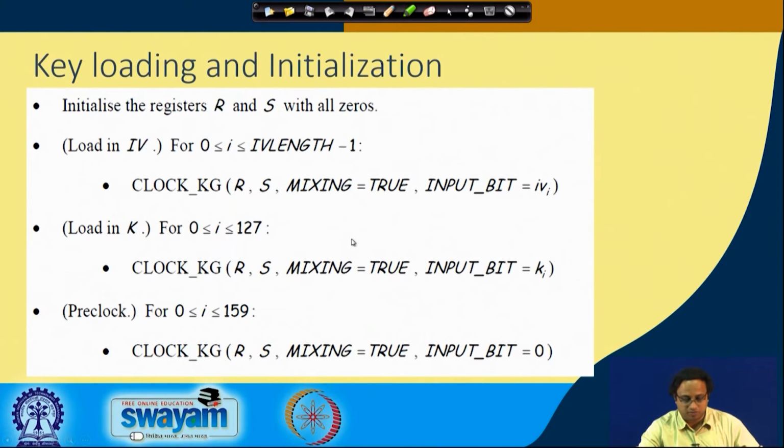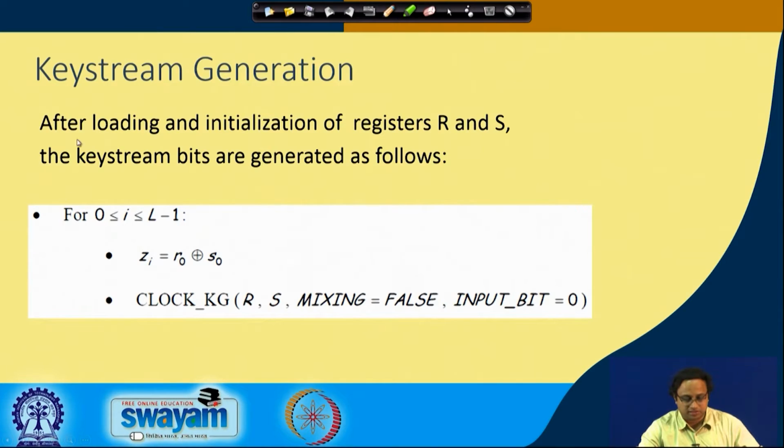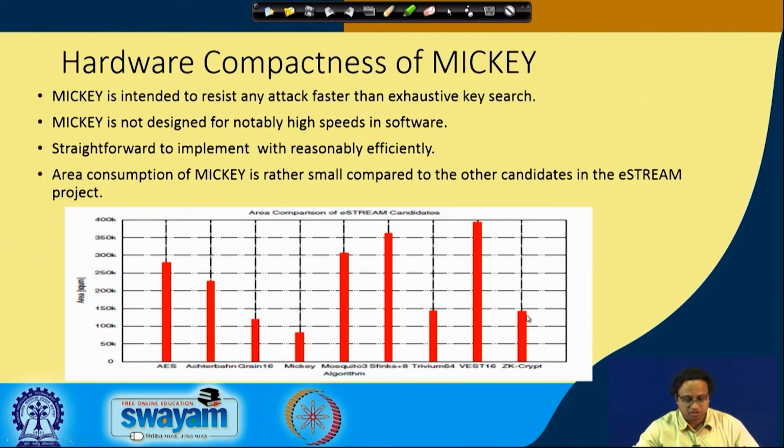And finally, when you are generating the key stream, at that point mixing is set to false, and therefore you are just using it to generate your key stream, which you are XORing with the message to get the cipher text bits. So that's more or less the working of the Mickey stream cipher.